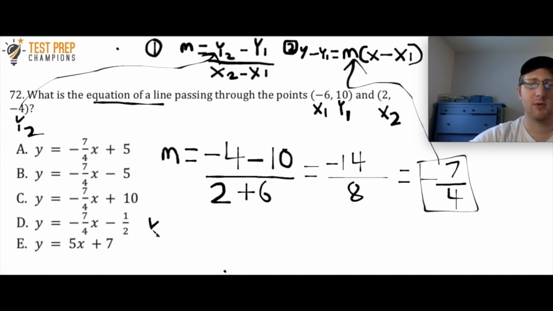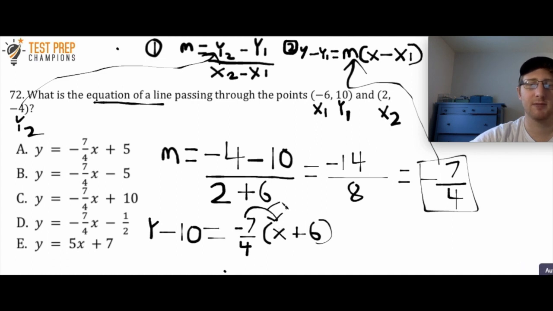So here's how we use formula 2. I have y minus y1. For my y1, I just simply put in 10. And I have my slope as -7 over 4 times x minus x1, where my x1 is -6. Since it's minus -6, I can just make it plus 6. Okay, and now we're going to take this -7 over 4 and distribute it. So I'm going to do -7 over 4 times x, and then -7 over 4 times 6. And when I rewrite, it's going to look like this.